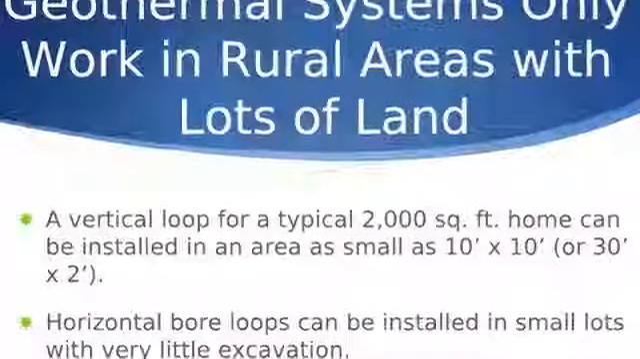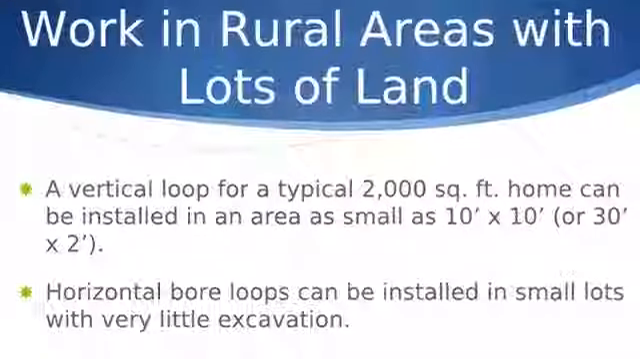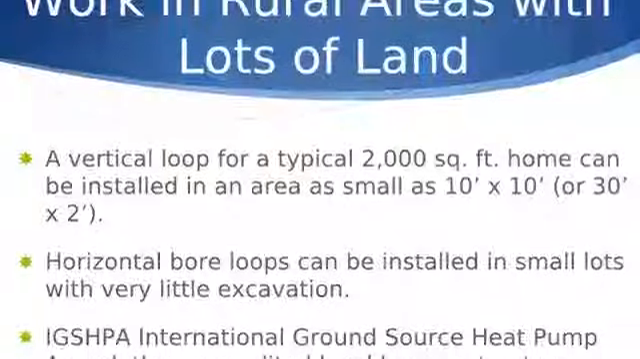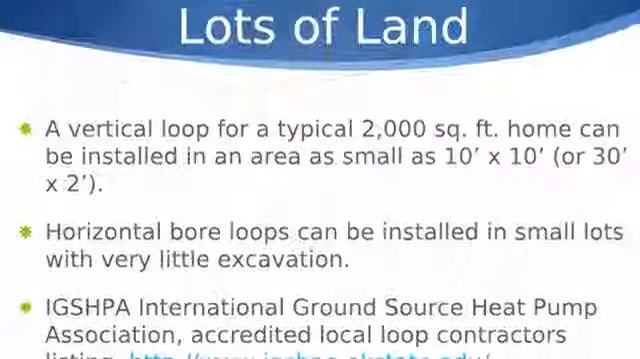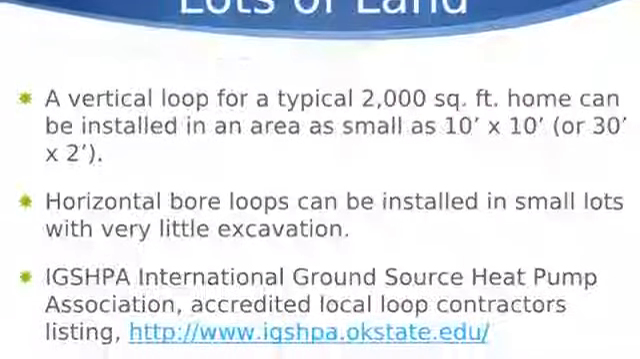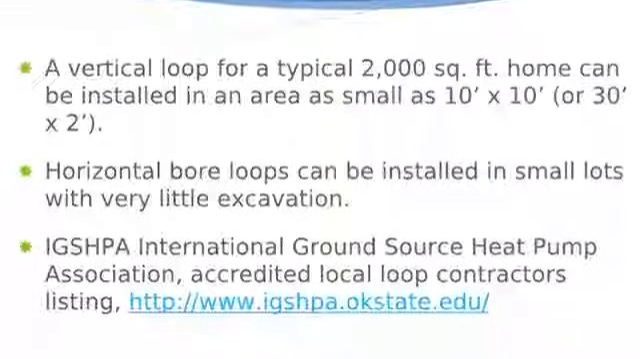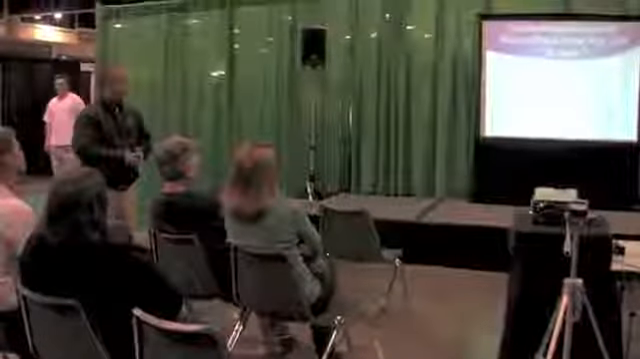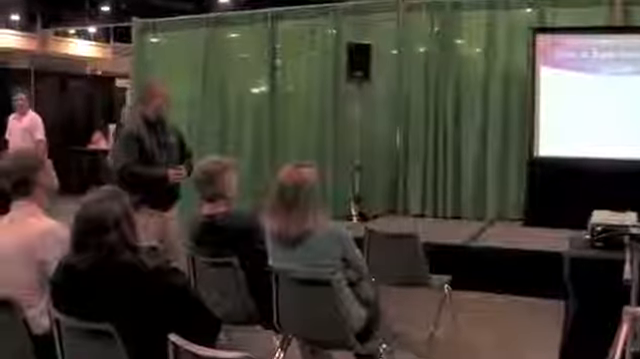In a typical 2,000 square foot home, in a vertical loop situation, we can put that in a 20 by 20 area. I think 10 by 10 may be a little optimistic. Horizontal loops do take more property, and the International Ground Source Heat Pump Association is the organization that helps us design the systems.